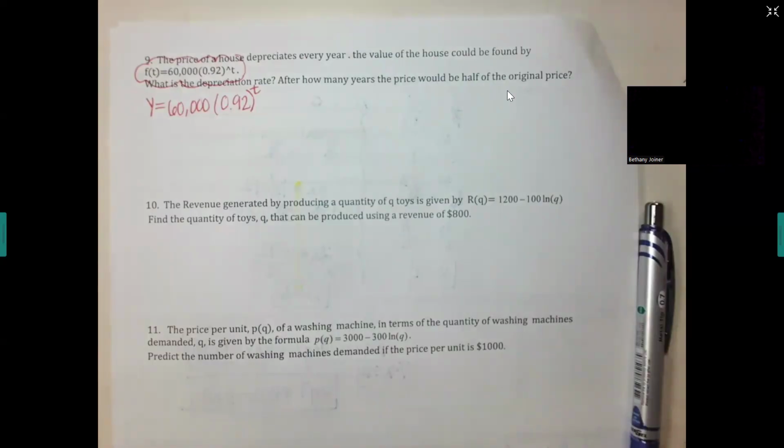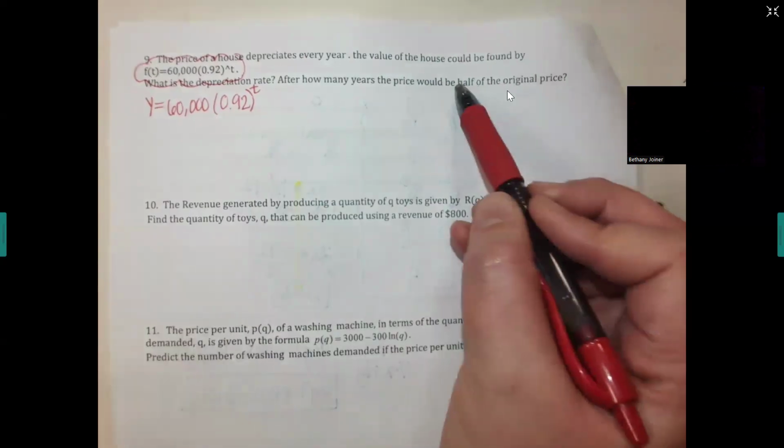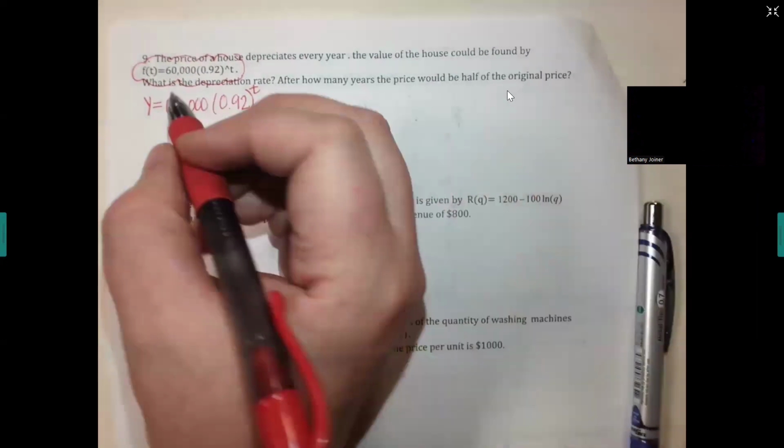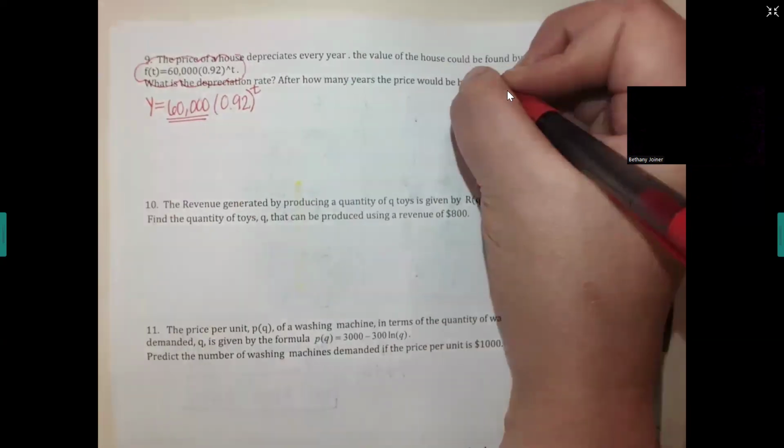So it says, what is the depreciation rate and after how many years would the price be half the original price? So first thing I want us to think about is this half of the original price. If it's worth 60,000, half of that would be 30,000.